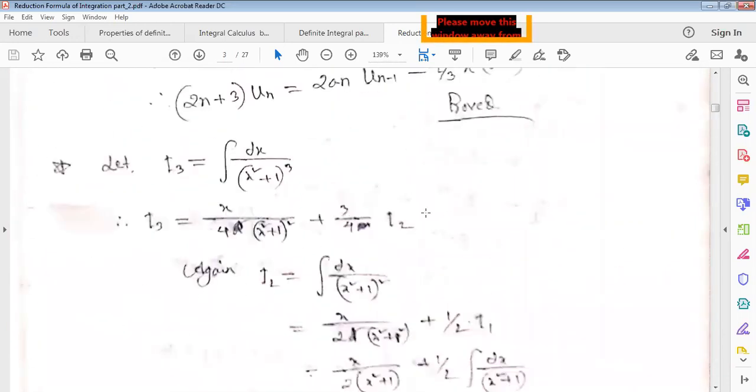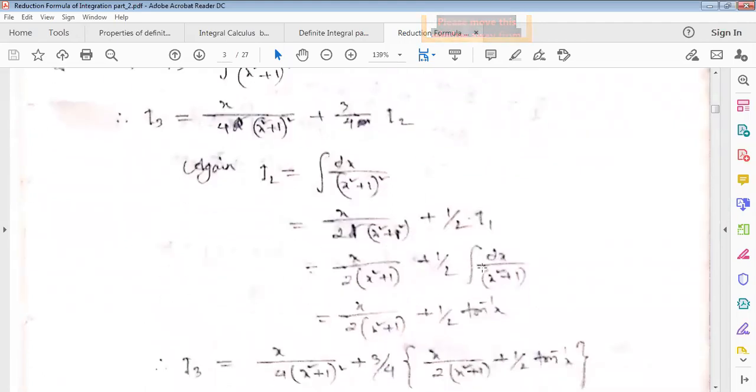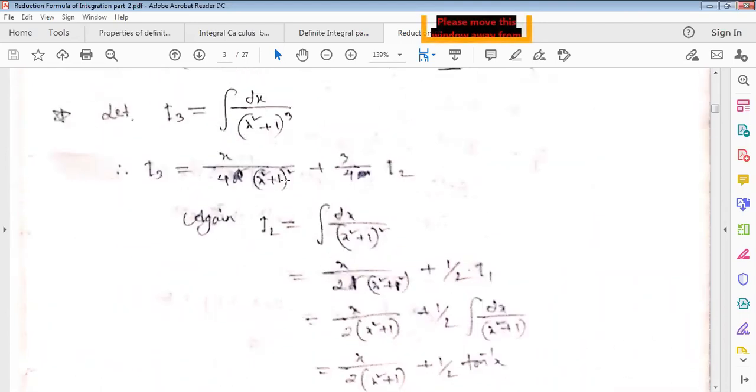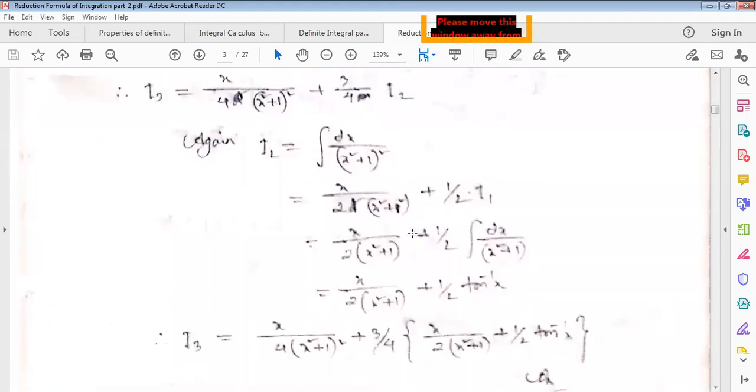This is the I2. Again, I2 equals to what will be? Just putting n equals to 2 in the required standard form of In, the reduction formula. dx divided by x square plus 1, n equals to 2. Then this will give the I1. I1 means n equals to 1, a equals to 1. Then dx divided by x square plus 1 only. This is the formula of tan inverse x. This is why I3 equals to this 3 by 4 into I2. I2 means this one.